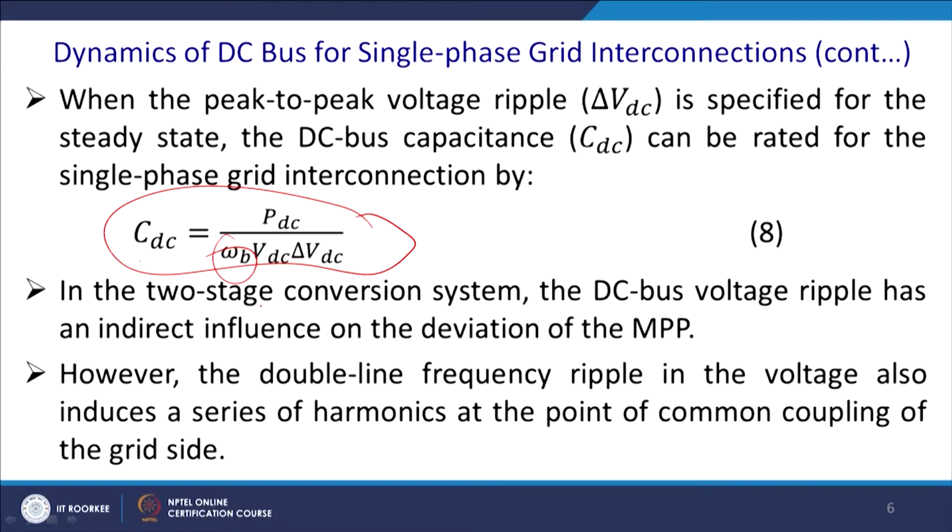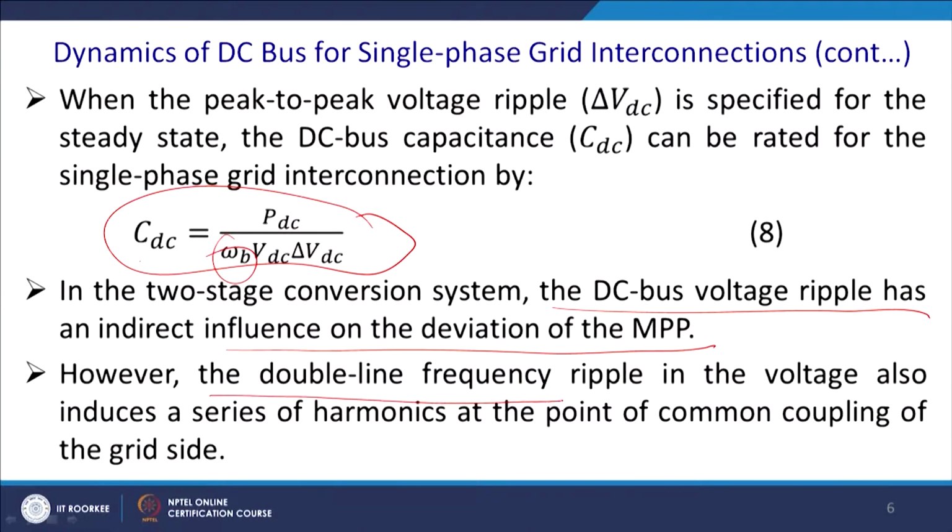In the two stage conversion system, the DC bus voltage ripple has an indirect influence on the MPPT, because it will naturally change the MPPT point, these oscillations, and thus your tracker unnecessarily has to run and track that MPPT point, and ultimately it cannot, it is changing so fast, it may not be able to converge. And it is a line frequency. So, for this reason it is 100 hertz for the 50 hertz system.